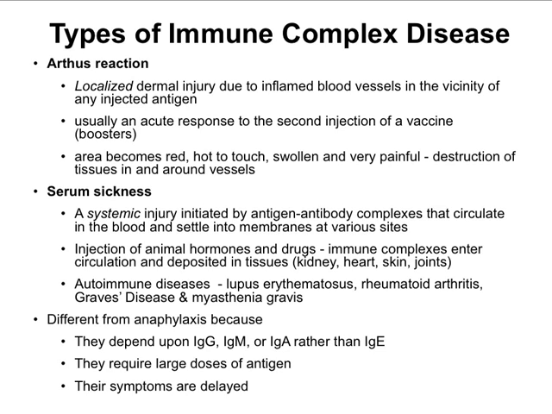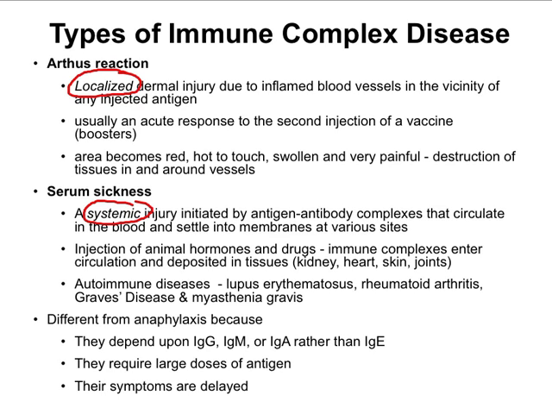Serum sickness, on the other hand, is a systemic injury, as opposed to the Arthus reaction, which remains localized at the injection site. In serum sickness, the injury is initiated by antigen-antibody complexes that circulate in the blood and settle into these membranes at various sites. So injection of animal hormones and drugs are the most common cause of serum sickness. The immune complexes enter circulation and they're deposited in the tissues. This is just like the figure that we just looked at, where they become embedded in tissues around the heart and kidney and skin, as well as the joints.